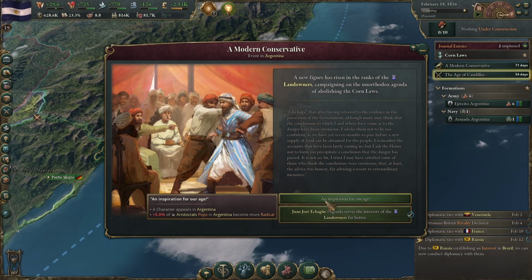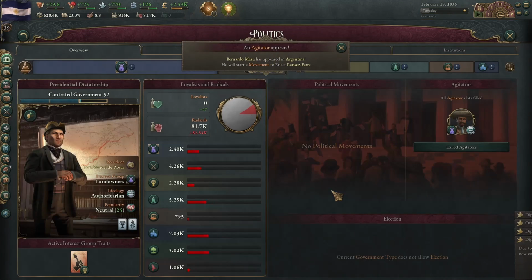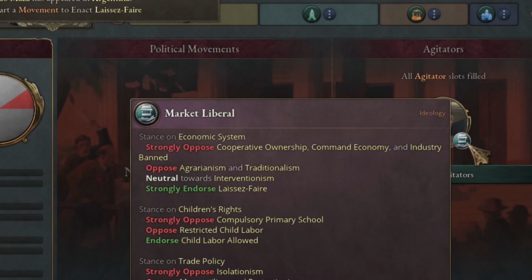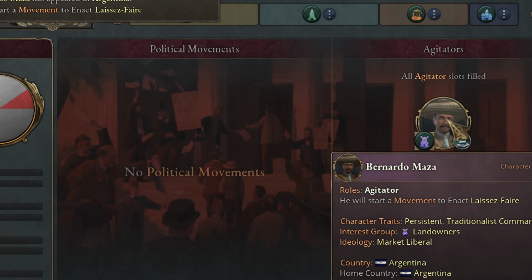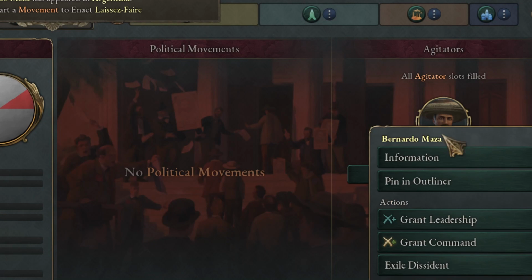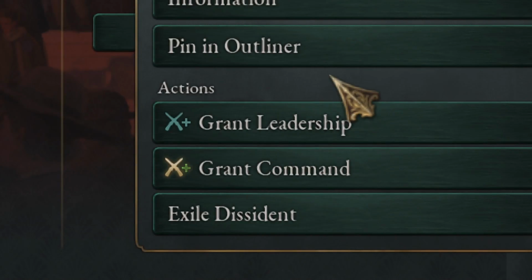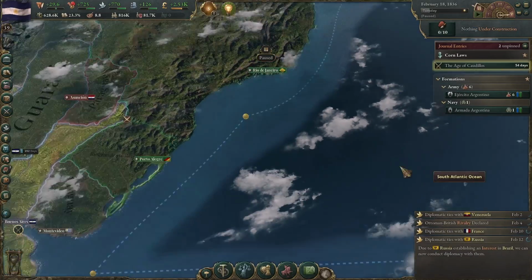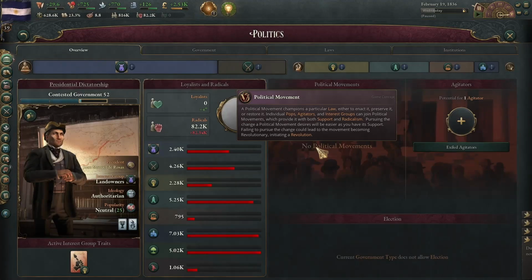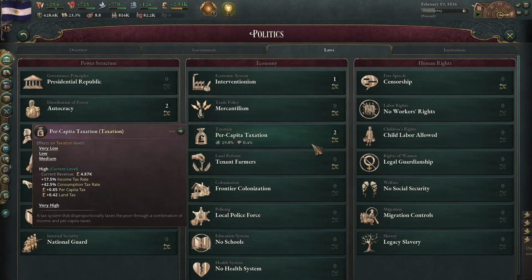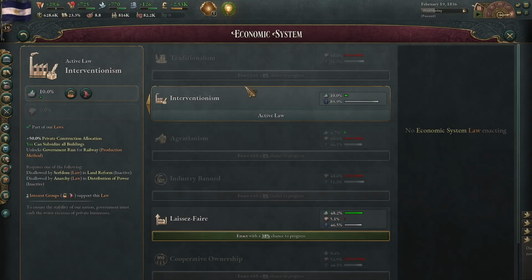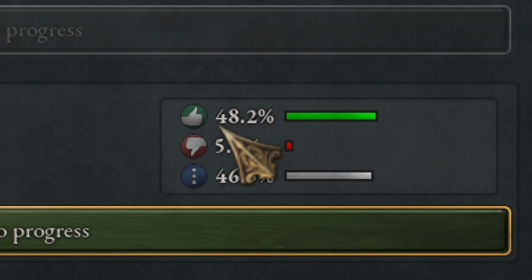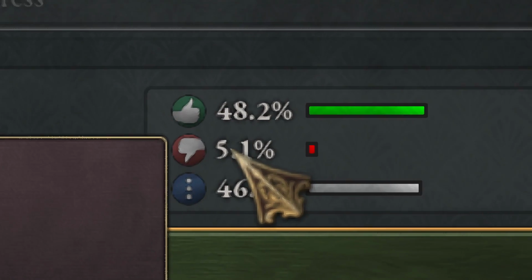So we are going to get the guy, and now we press F1, and here we have, if you mouse over, he's a market liberal and he's also an aristocrat. So we right click on him and we make him leader of the faction. Now that he's the leader of the faction, we press F1 again and we go to the laws, and if you mouse over here you have laissez faire with huge chances, now 48 against just 5.